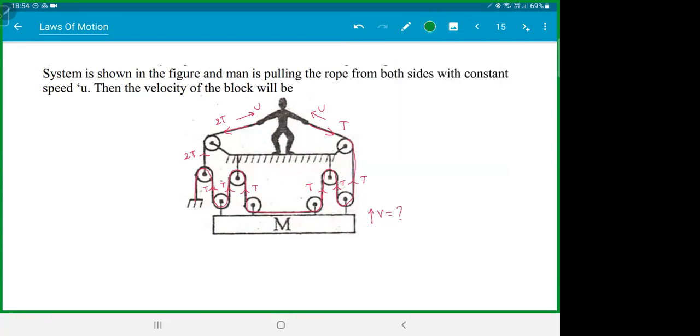So if you look at the power on the right hand side and the left hand side, this will be minus T into U. This is minus 2T into U, and this guy will be 1, 2, 3, 4, 5, 6. There are 6 tensions here, and this power will be 6T into V. So if you add all this, you end up with minus 3TU plus 6TV is equal to 0. So we get V is equal to U by 2. Check.